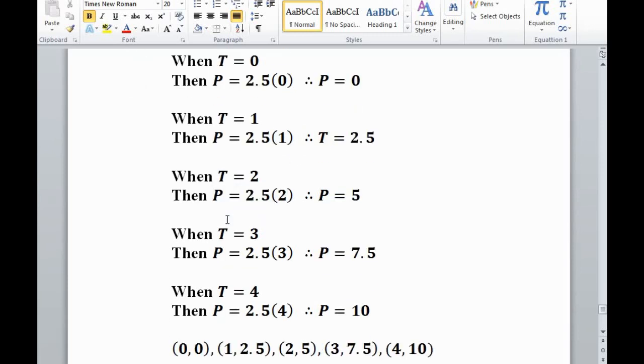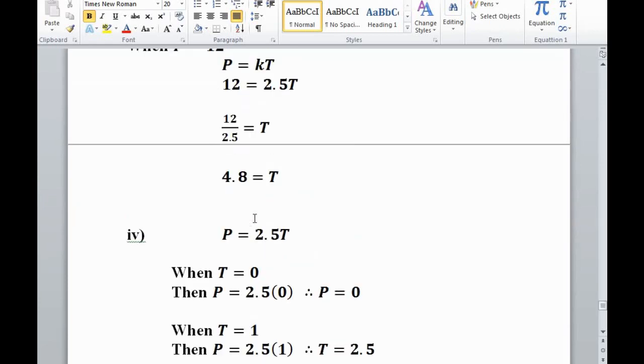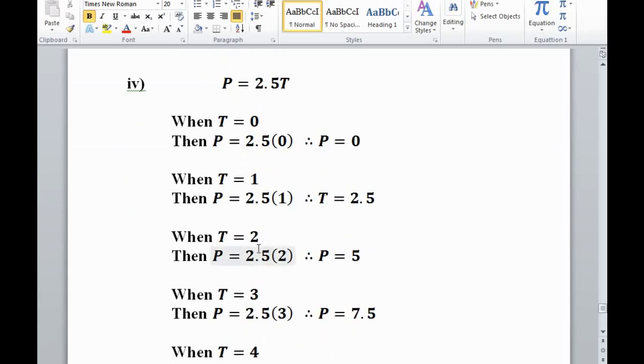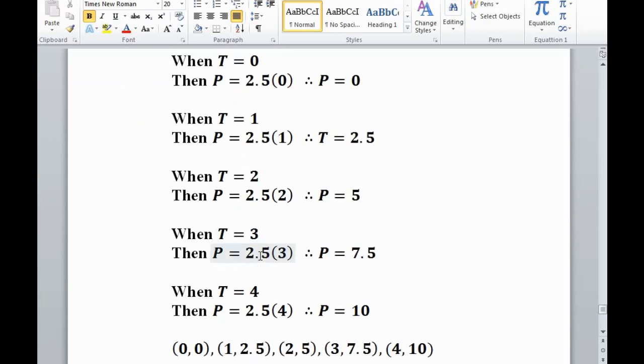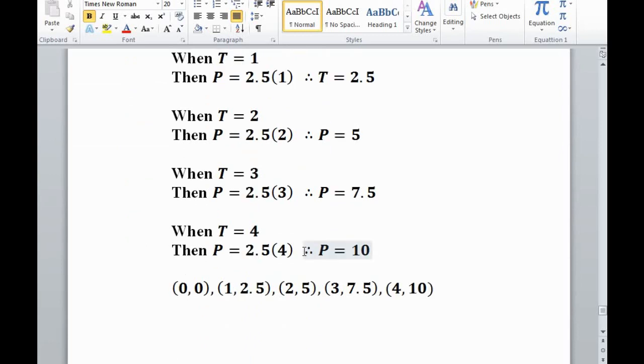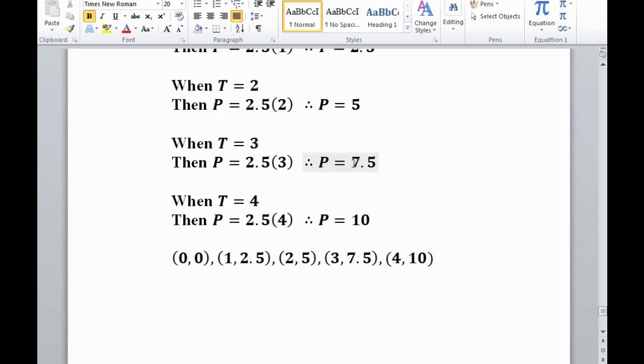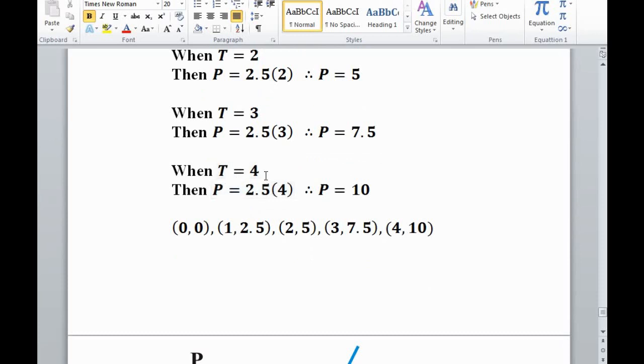And when temperature T equals 2, pressure can be calculated by the same formula. P equals KT. K is 2.5 and T is 2. Their product is 5. And for the third value of temperature, T equals 3, pressure P equals 2.5 multiplied by 3. And when you multiply 2.5 by 3, the required product is 7.5. And the fourth value, when T is equal to 4, pressure P becomes 2.5 multiplied by 4 equals 10.